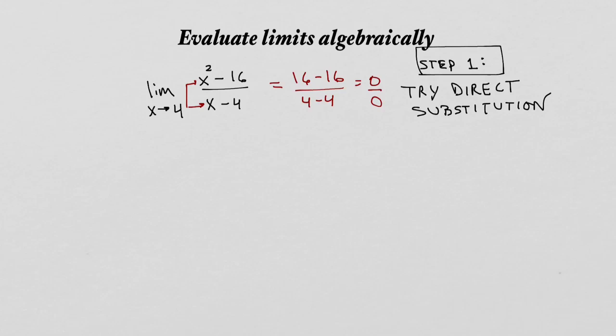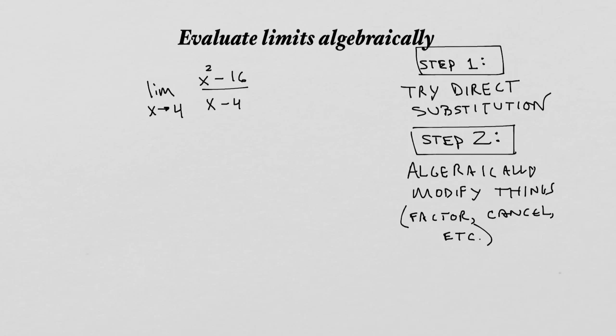It could be that the answer is 0. It could be that the answer is infinity. It could be that it doesn't exist. It could be that it's a number like 4 or 10. I cannot determine what is happening, so direct substitution does not work at this point. Step 2, if we can't use direct substitution, is going to be to algebraically modify things.